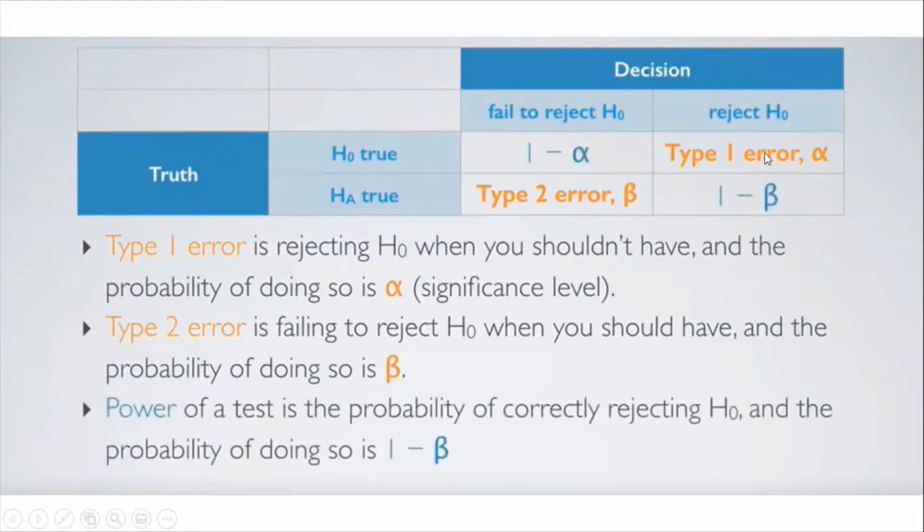And then the opposite of type 1 error is 1 minus alpha, which is good, right? 1 minus alpha is the confidence level. And what is the confidence level? It is when the null hypothesis is true, we fail to reject the null hypothesis. And then the opposite of beta is 1 minus beta, which is rejecting the null hypothesis when the null hypothesis is not true, or the alternative hypothesis is true, which we call the power of the test.